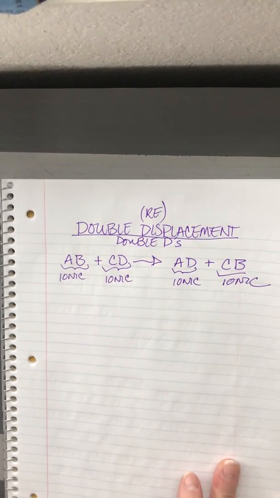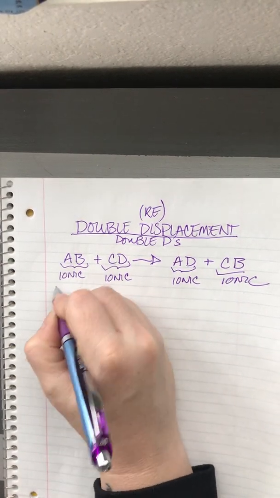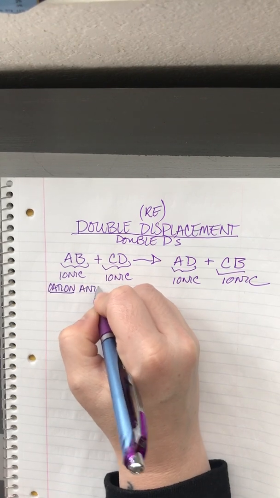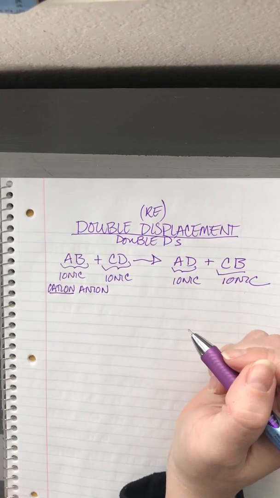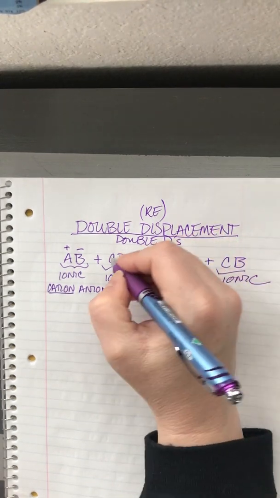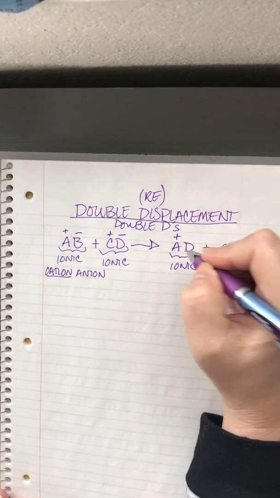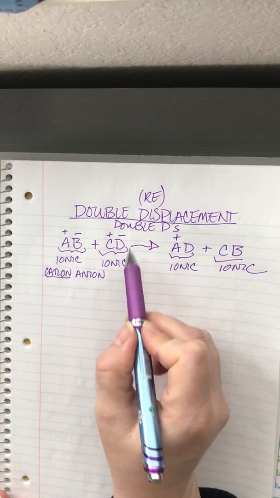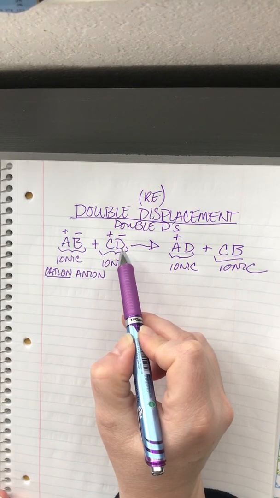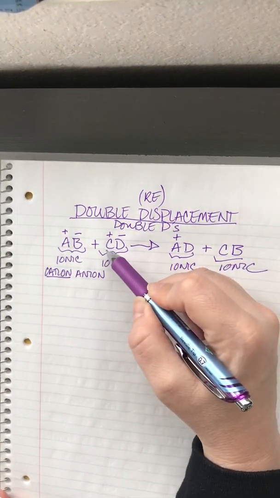Just a quick reminder on ionic compounds. When we have an ionic compound, we always write the cation first, right? And then the anion, right? Okay. So A is a cation, B is an anion, C is a cation, D is an anion. A is still a cation, right? When it changes partners, it has to hook up with an anion, right? Because that's who it's attracted to. So I can't have AC, right? Because A and C are both cations.